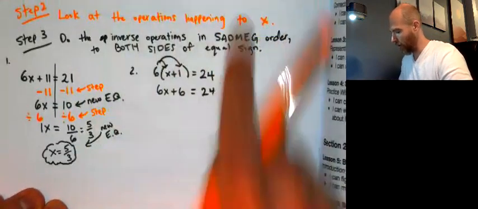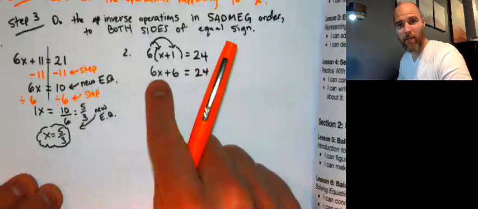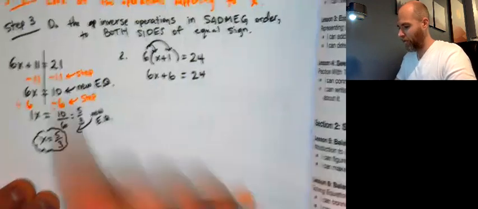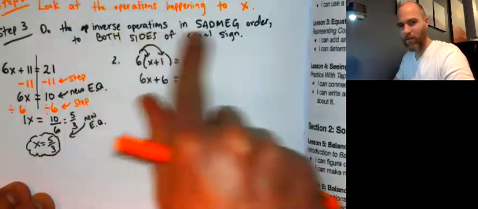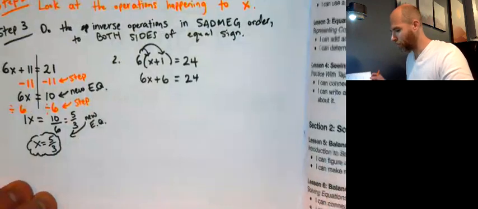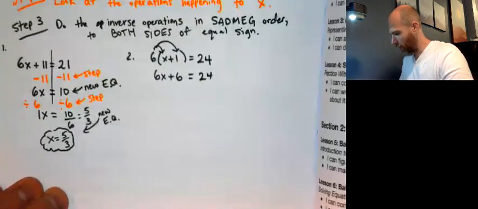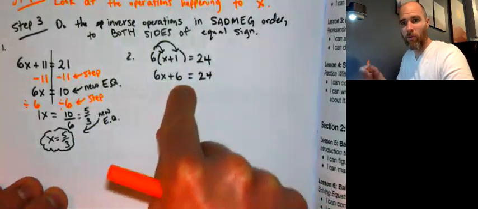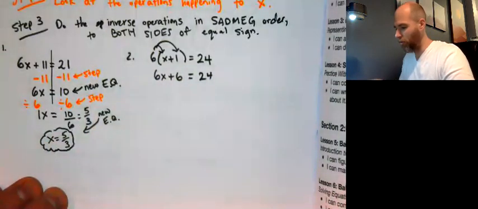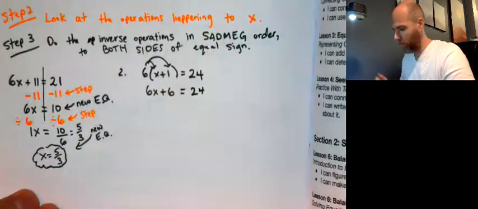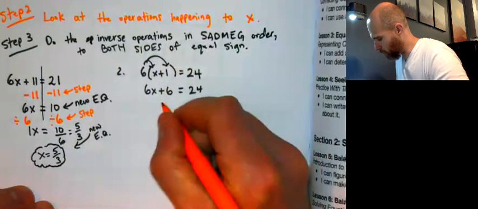Look at the operations happening to x. Okay, I see it's being multiplied by 6, and I see it's being added by 6. Next, do the inverse operations in SADMEG order. And make sure to do them to both sides of the equal sign. Okay, so my operations are multiply and add. So I'm going to need to use subtraction and divide. And I got to do them in SADMEG order. So I'm going to subtract, then I'm going to divide. So let me subtract 6.